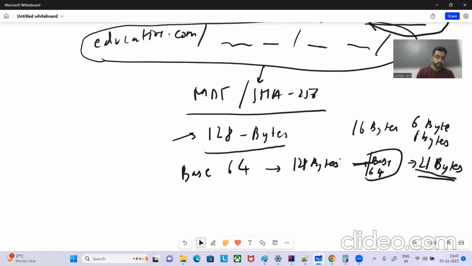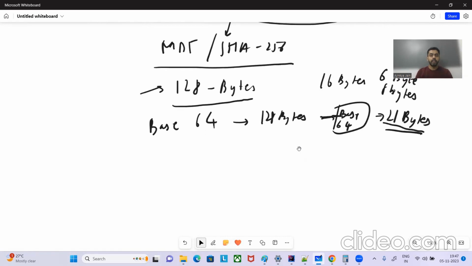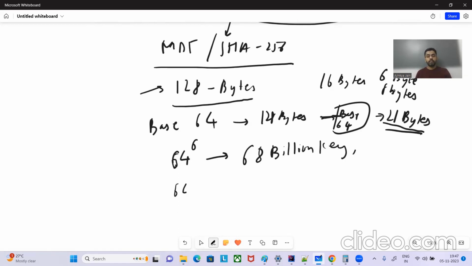Okay, so considering base 64 encoding, if we consider 6 characters or 6 bytes of key, how many 6 byte keys would be generated if we do base 64 encoding? It would be around 68 billion keys. And if we consider 8 characters long, I think maybe 120 trillion keys can be generated.